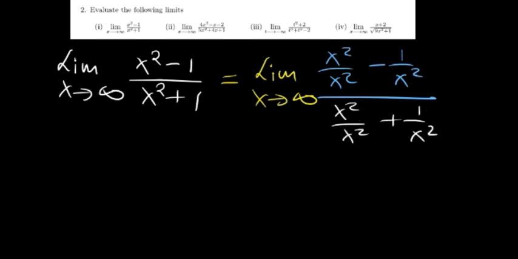So after we've done that, on our next stage, you're going to remain with the limit as x approaches infinity. Divide that, you have a 1.